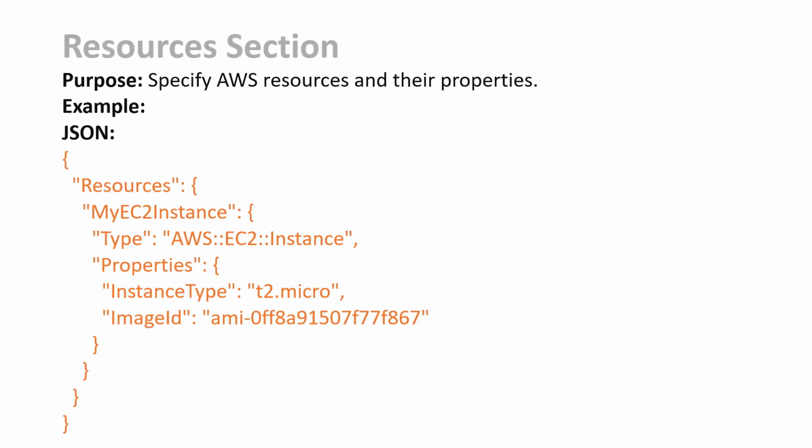The resources section is the core of the CloudFormation template. It defines the AWS resources that will be created. Its purpose is to specify AWS resources and their properties. Let's take an example in JSON. So first, resources, MyEC2Instance, since we are creating an EC2 instance, type AWS EC2 instance, properties, instance type, t2.micro. Let's take instance type as t2.micro.